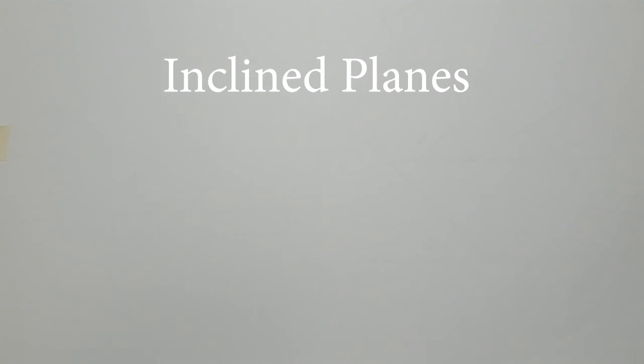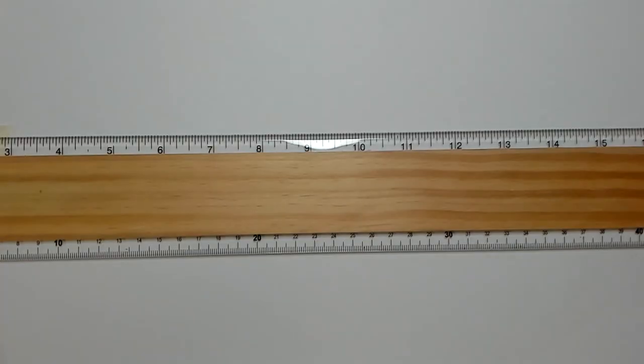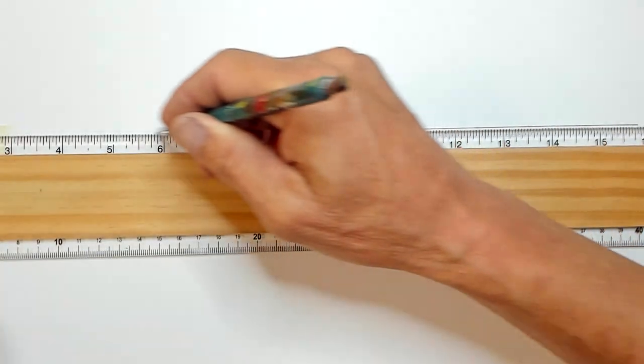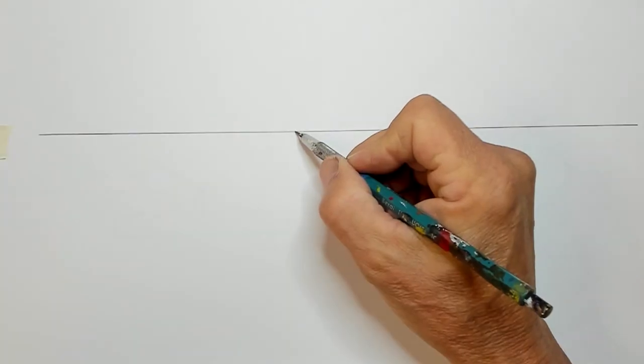Inclines. We're going to start with inclined planes, two-dimensional shapes, and we'll add the third dimension in the next chapter. So here's the horizon line. Now, any lines that go to a dot on the horizon line are going to be parallel to the ground plane.